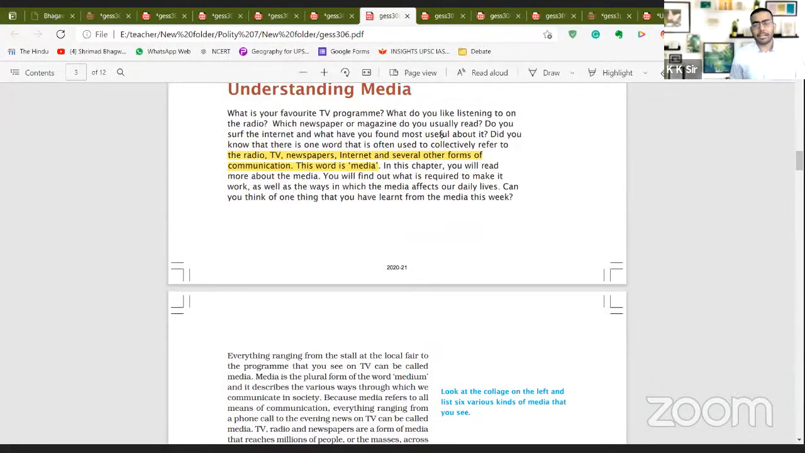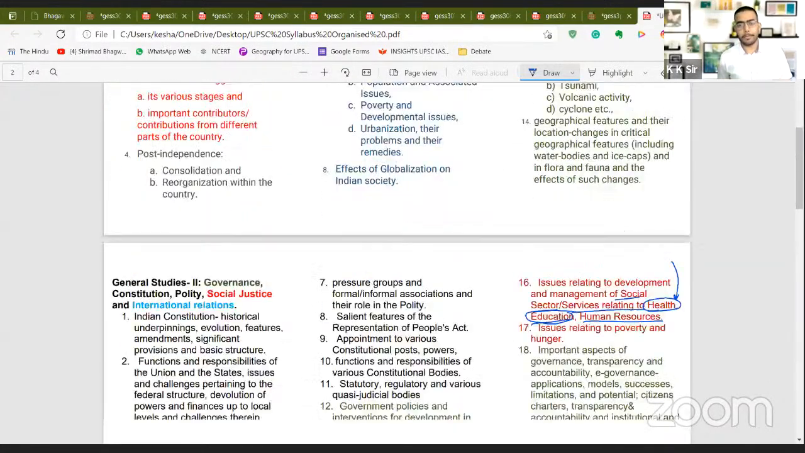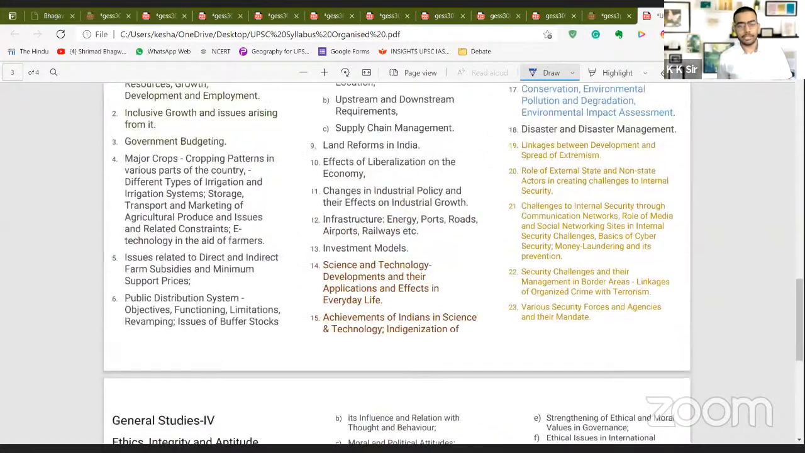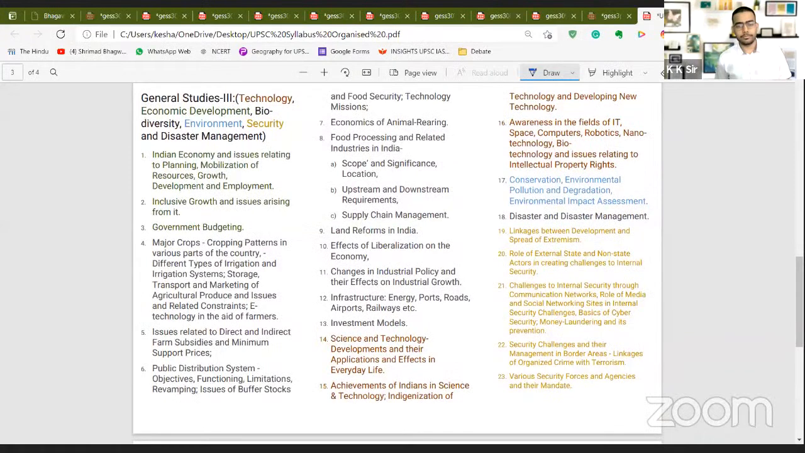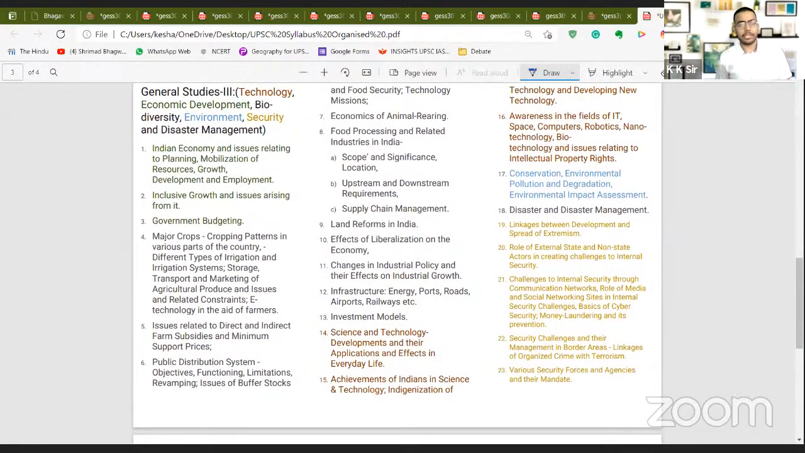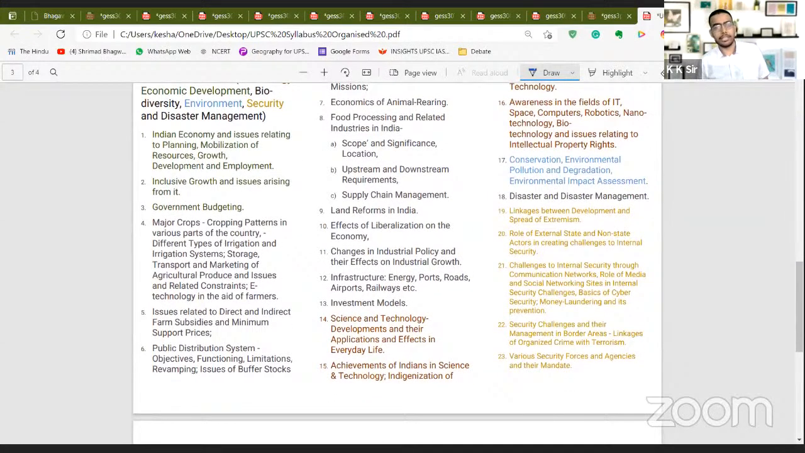So when we say media, we mean all sources of media: radio, TV, newspaper, internet, and several other forms of communication, such as social media. Let's find out where it is in our syllabus. This is paper 3. You have to read technology and internal security. In both of these, you will see challenges to internal security through communication networks and the role of media and social networking sites in security challenges.